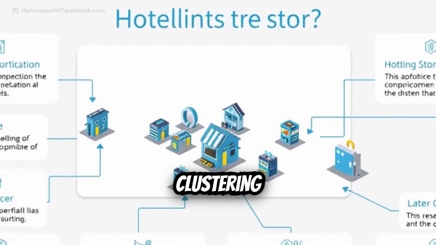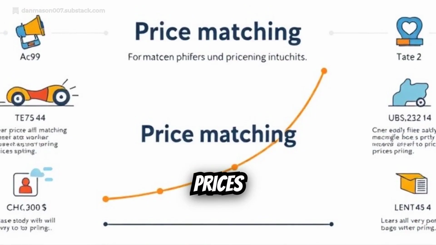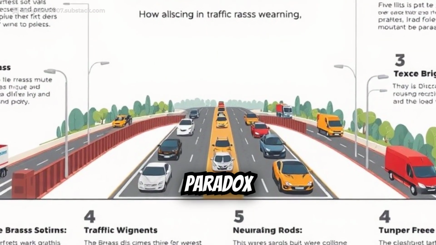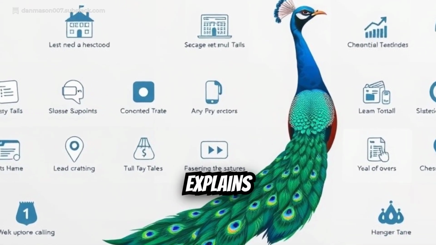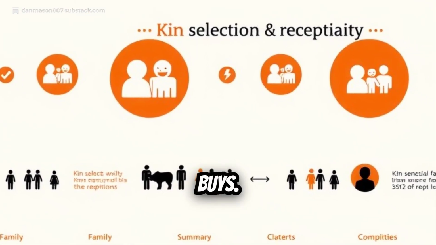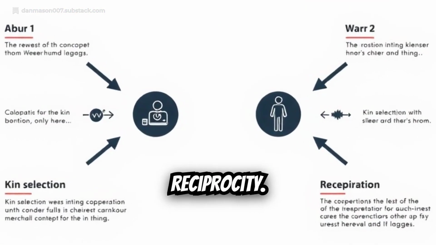I. Hotelling clustering explains store placement. J. Price matching keeps prices high. K. Braess paradox shows that more roads can worsen traffic. L. Costly signaling explains peacock tails and status buys. M. Cooperation comes from kin selection and reciprocity.